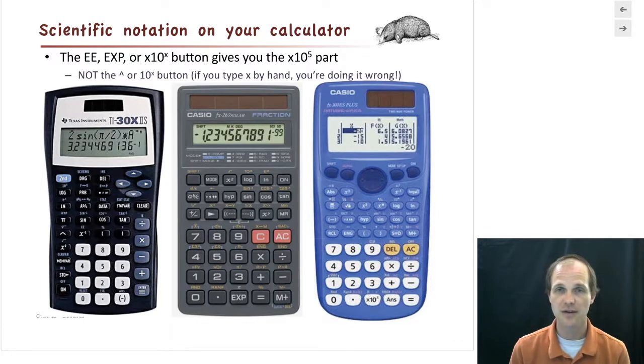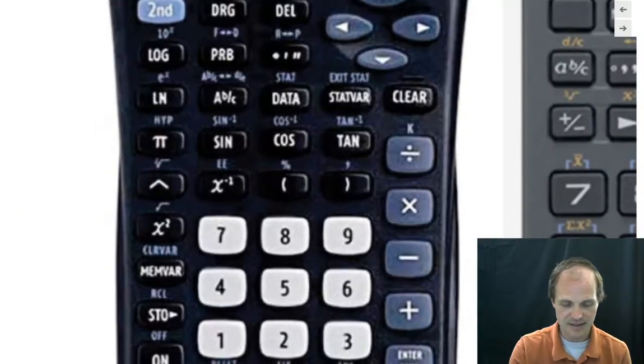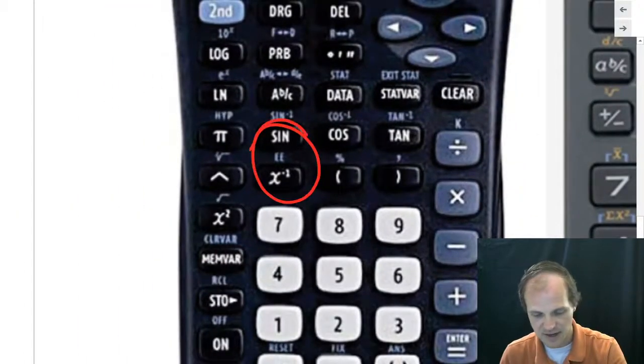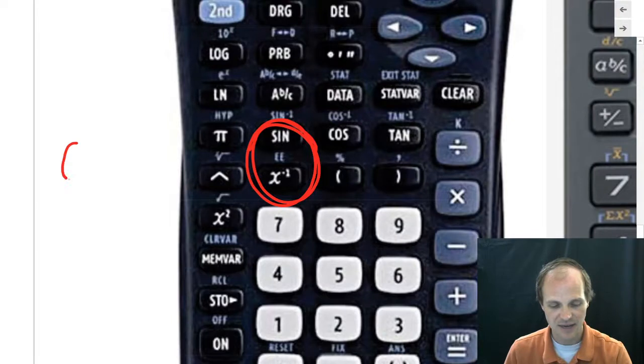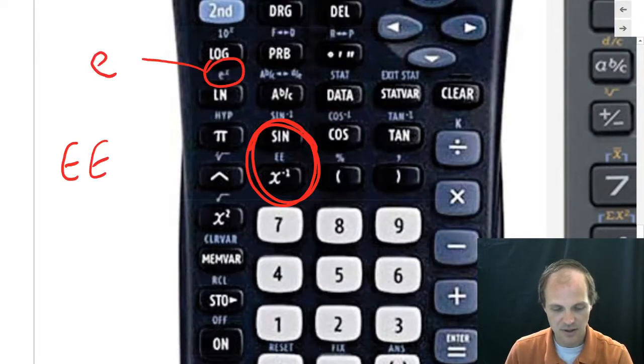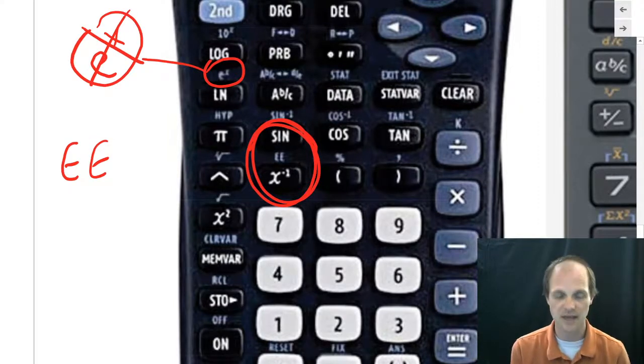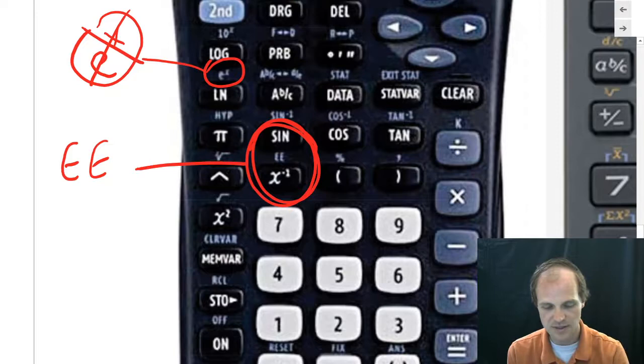I'm going to be showing you how to use the one on the left there, the TI calculator, but we'll talk a little bit about how to use some other calculators. They all have built-in functions for doing scientific notation. On the TI, it's a little hidden. It's right above the x to the minus 1 key on this one. You can't read that very well, but it says EE, capital E, capital E, different from this guy, which is a lowercase e to the x. You definitely don't want to use that one when you're trying to do scientific notation. You want to use this one.